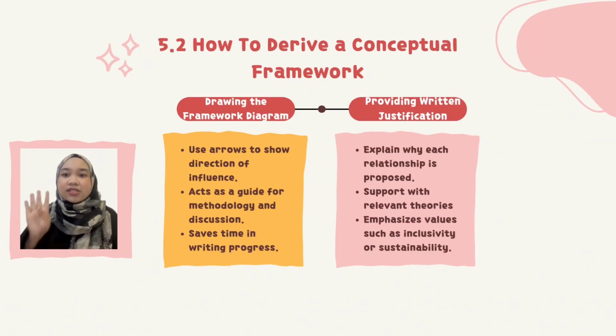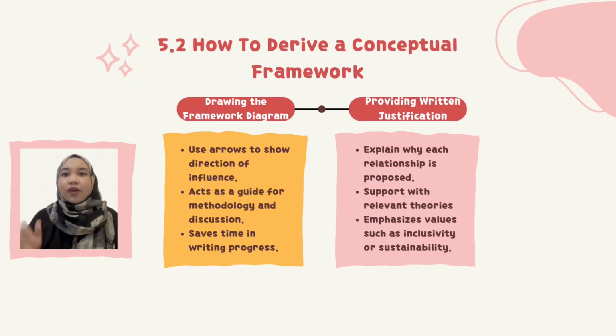Step 4. Drawing the framework diagram. After confirming the relationships, we draw a clear diagram using arrows to show the direction of influence. This diagram is not only for illustration, it also serves as a guide when writing the methodology and discussion sections. A well-designed framework saves time and ensures consistency throughout the research process.